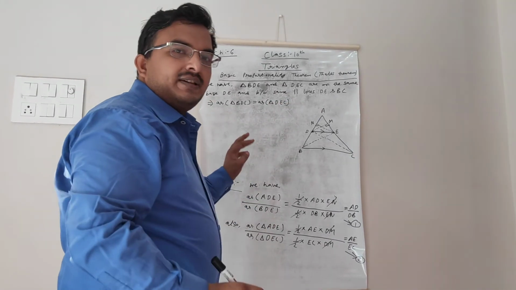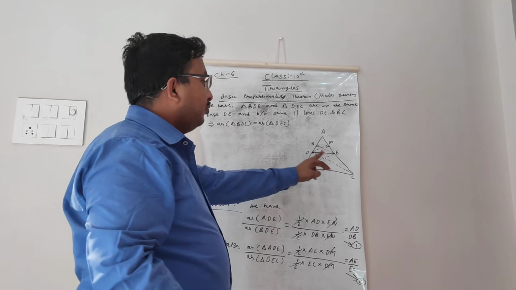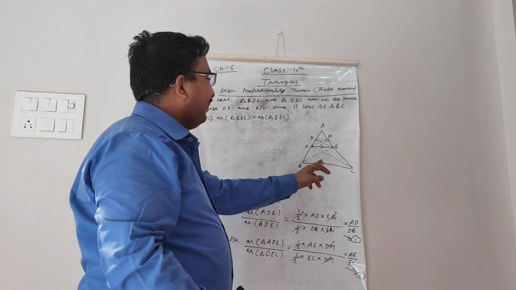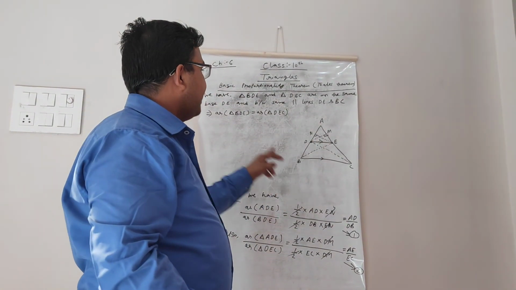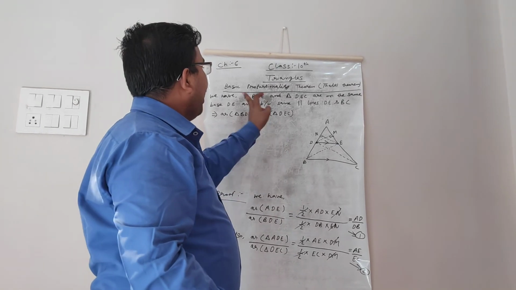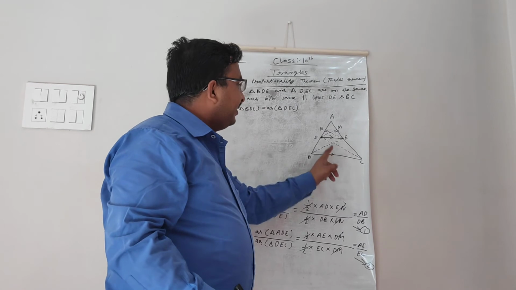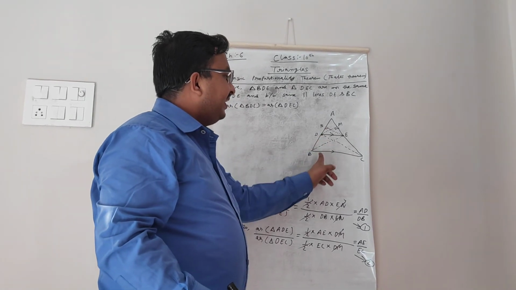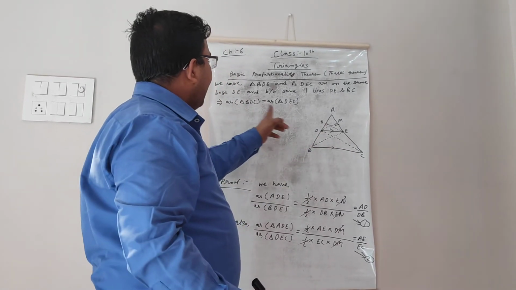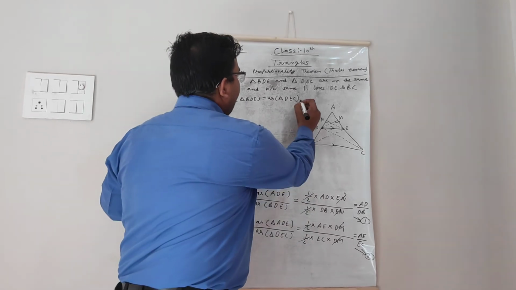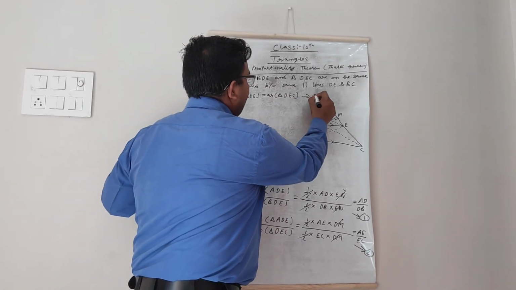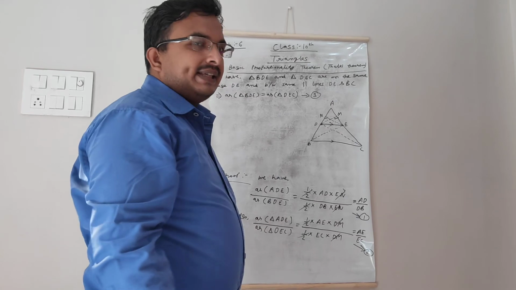This theorem we have studied in class 9: two triangles on the same base and between the same parallel lines are equal in area. So here triangles BDE and DEC are on the same base DE and between the same parallel lines DE and BC, so they are equal in area. So the area of triangle BDE is equal to the area of triangle DEC.